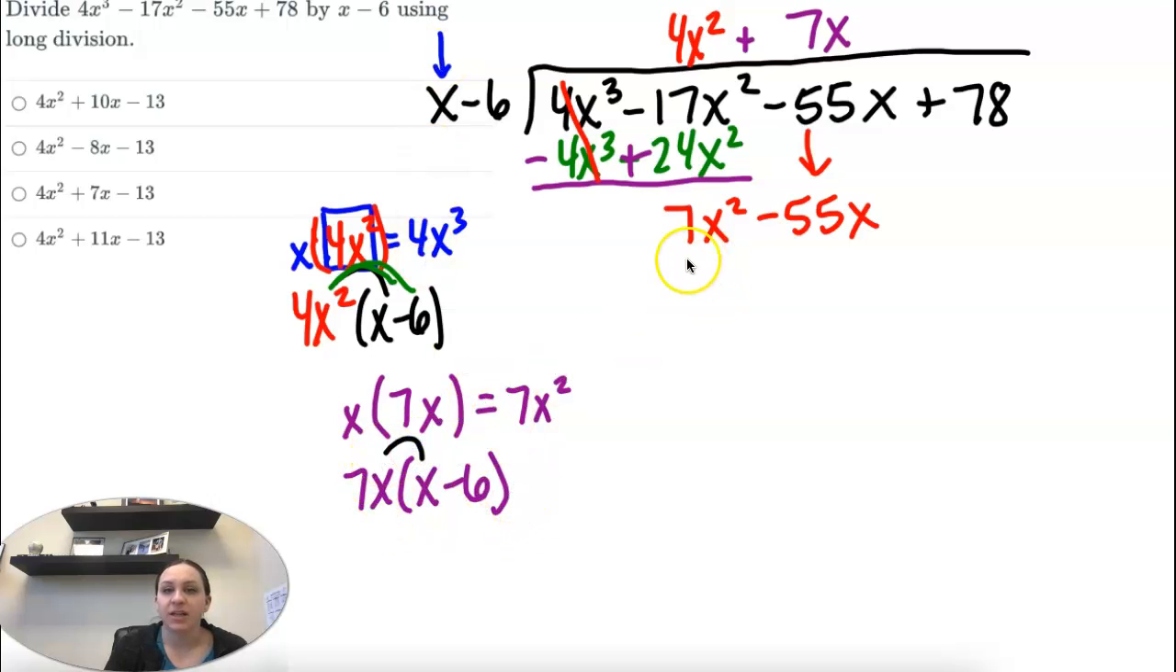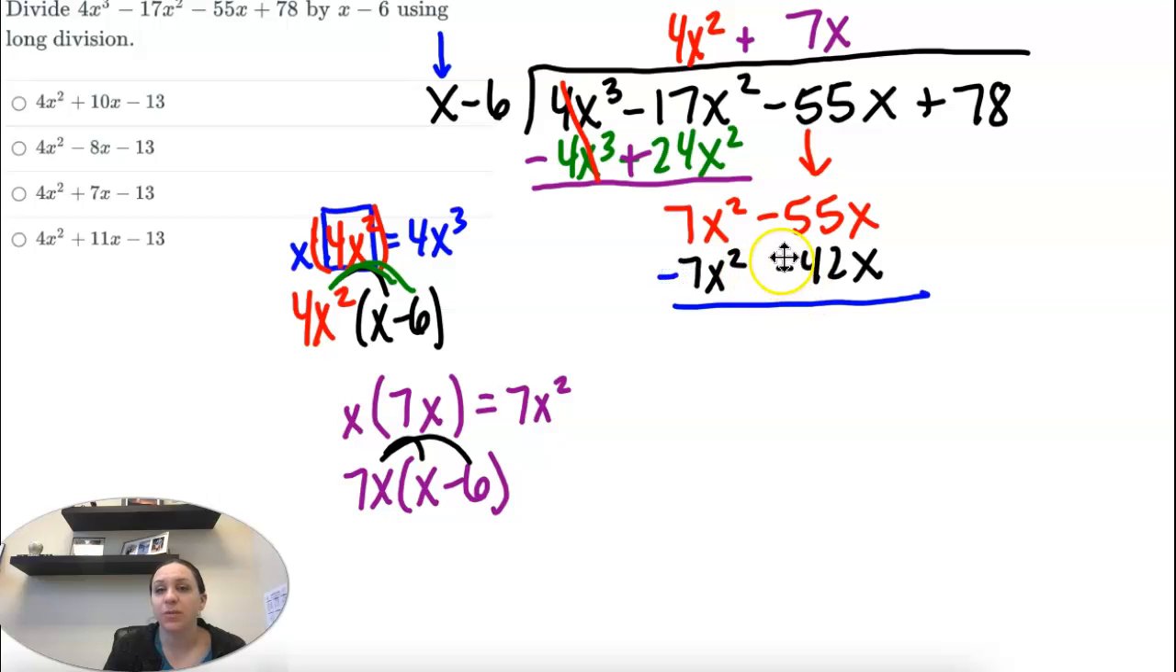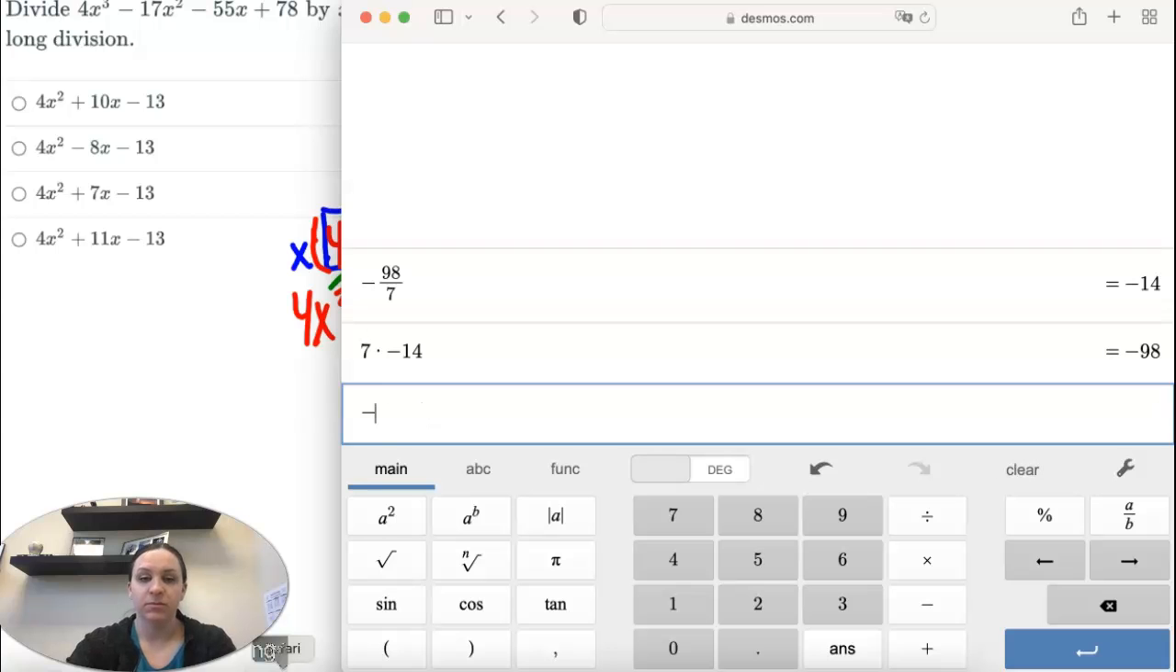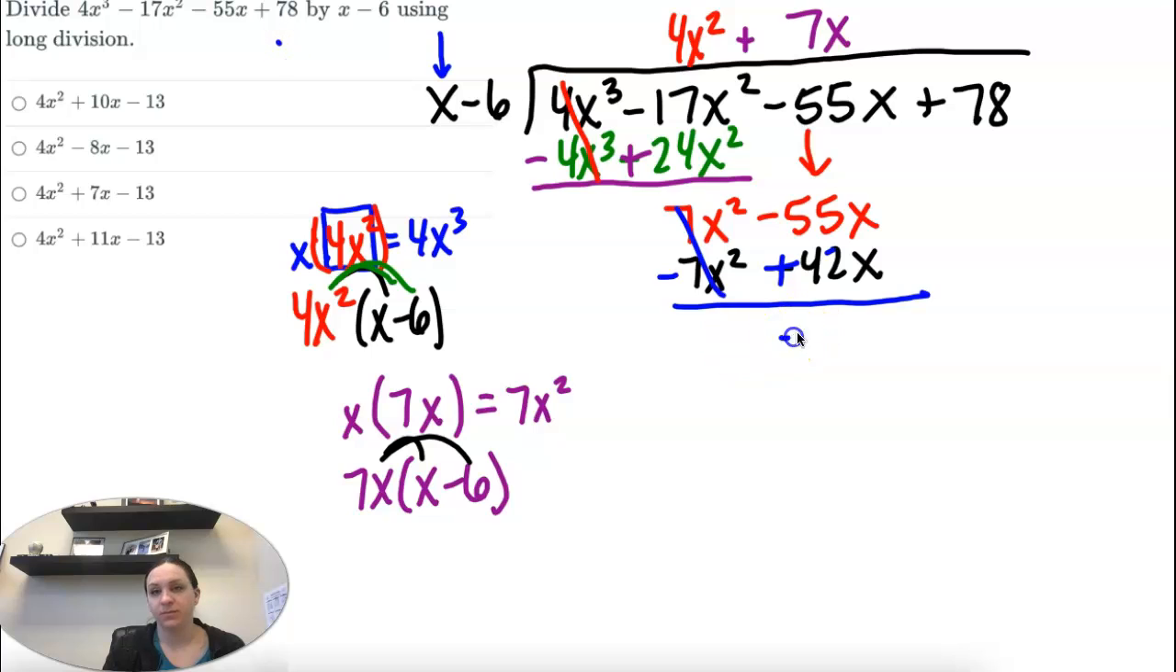So 7x times x gives me the 7x squared. 7x times negative 6 gives me negative 42x. Then remember, we're subtracting, so that changes to a minus and that changes to a plus. And we get the 0. So negative 55 plus 42. I'm going to do it here just to make sure. Negative 13x. And then we bring down the 78. And we do it all over again.